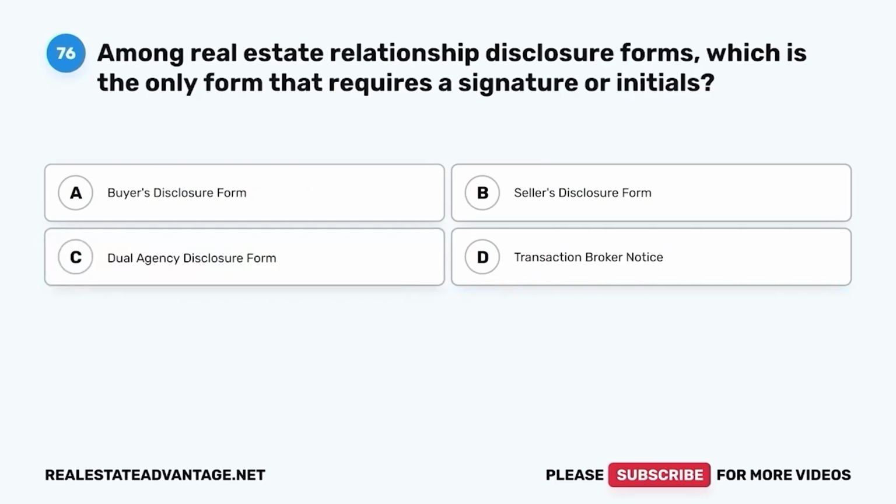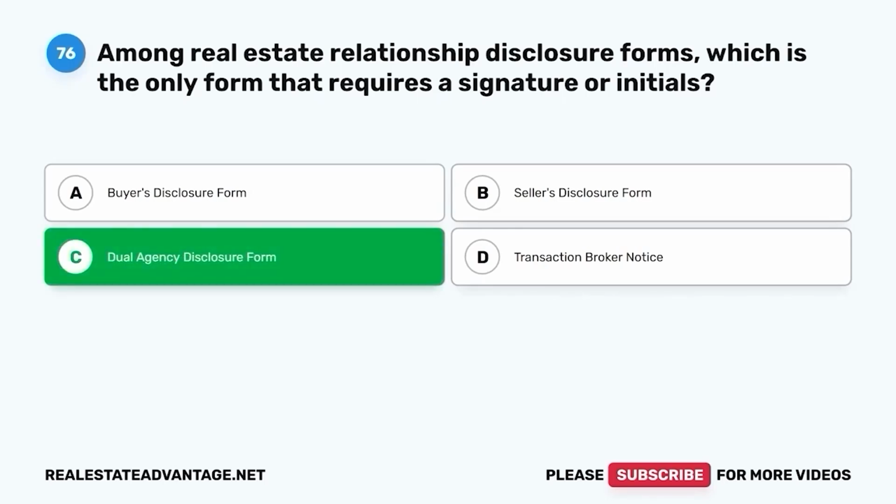Question 76. Among real estate relationship disclosure forms, which is the only form that requires a signature or initials? A. Buyer's disclosure form. B. Seller's disclosure form. C. Dual agency disclosure form. D. Transaction broker notice. The correct answer is C.